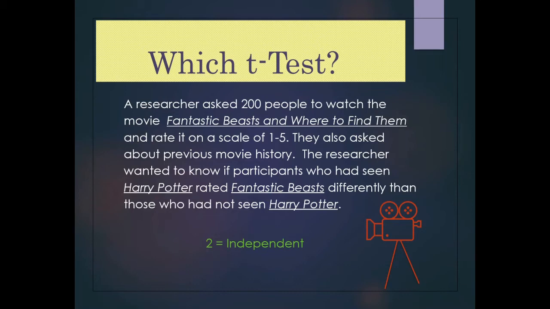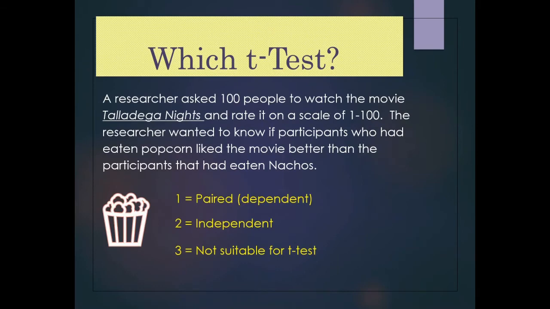Okay, we're just getting going. Let's try this one. A researcher asked 100 people to watch the movie Talladega Nights and rate it on a scale of 1 to 100. The researcher wanted to know if participants who had eaten popcorn liked the movie better than the participants that had eaten nachos. So would this be a paired or dependent t-test, an independent t-test, or not suitable for t-test?